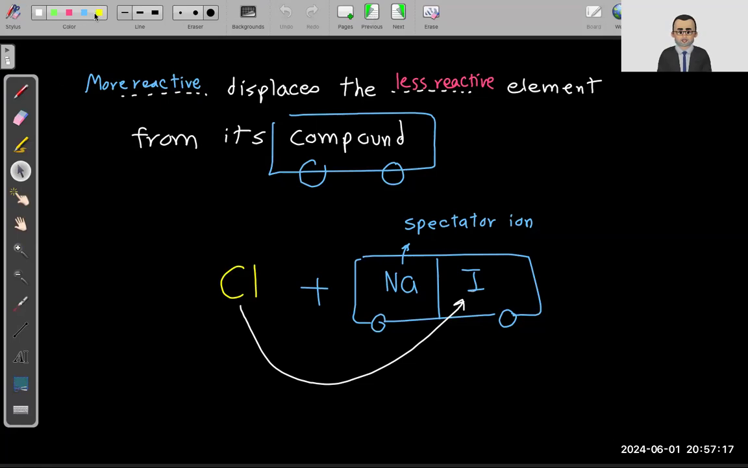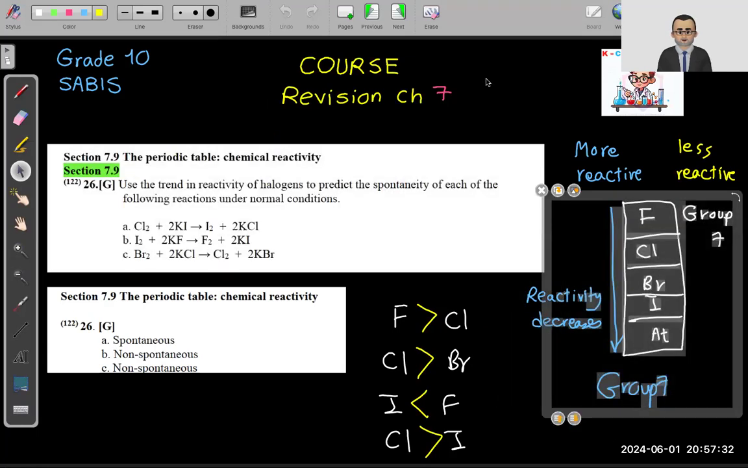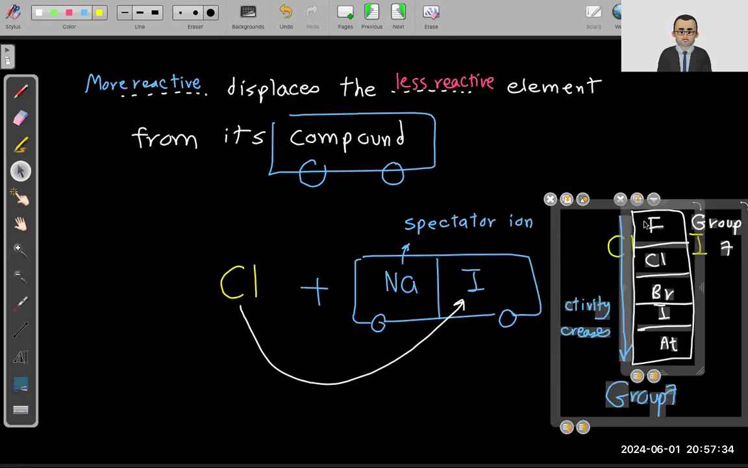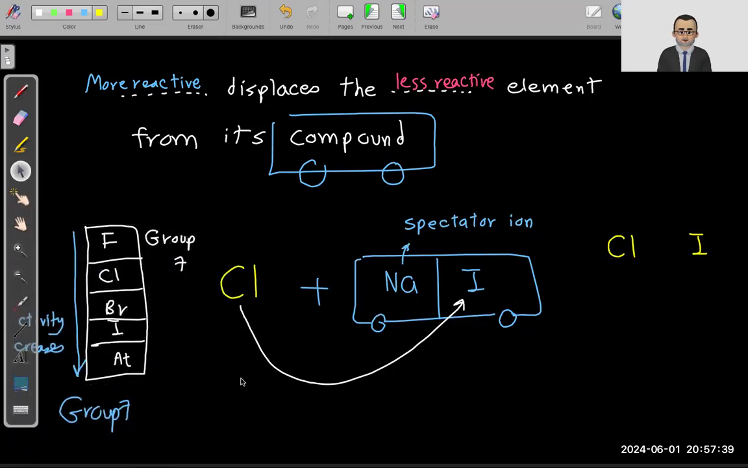Okay, take care, it will be written as Cl2 again. So, before writing it as Cl2, let's see the fight. The chlorine and iodine, which one is more reactive? Chlorine and iodine. Let's put that one here beside us so we don't forget. So this one plus this one. Which one is stronger, the chlorine or the iodine?